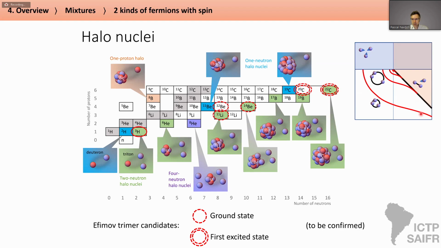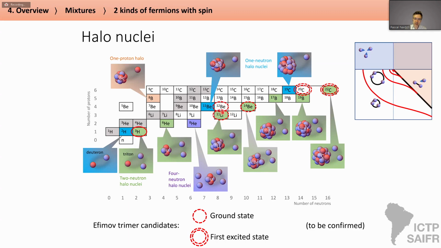And this could be understood by the fact that the Efimov states in these regions here are relatively compact because they are quite tightly bound in this region. So it's not inconsistent with the fact that they do not appear as some kind of halo structure.